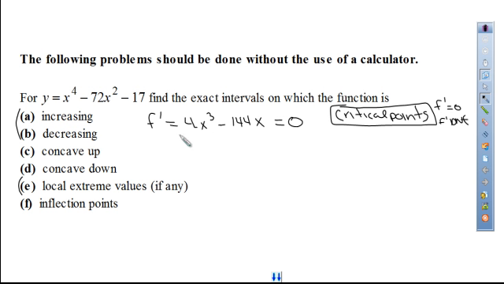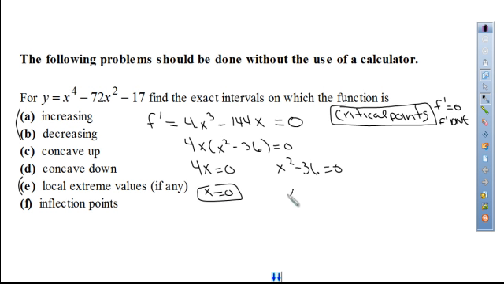So as we factor 4x, we get x squared minus 36 equals 0. So if I use the zero product property, I have x is equal to 0, so that's the critical point, and x squared is equal to 36, so x equals plus or minus 6. So those are also critical points.